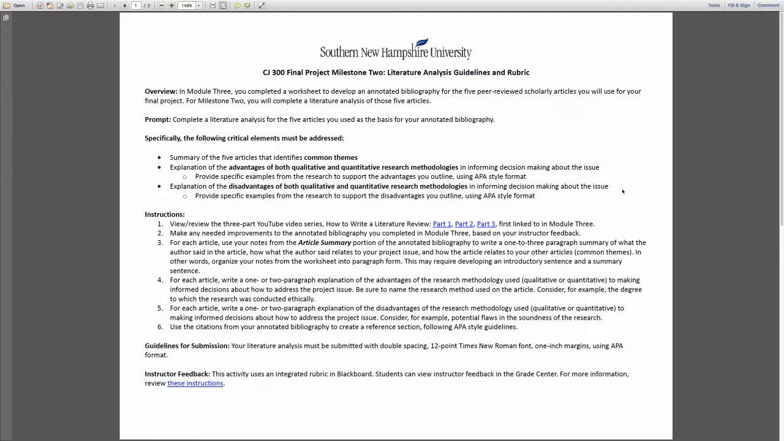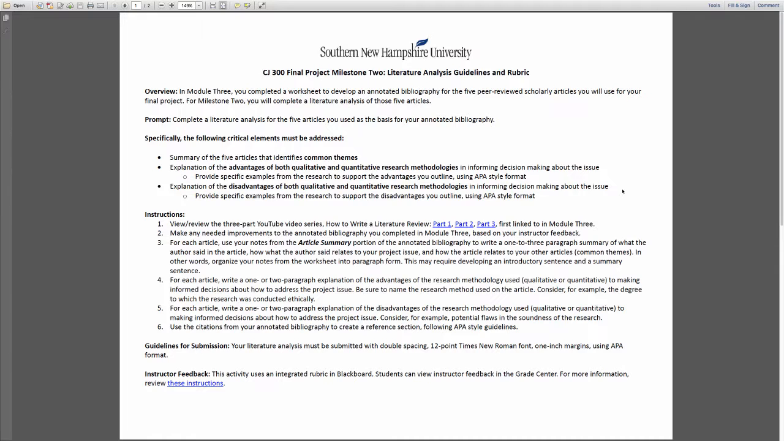Item number 2, it says make any needed improvements to your annotated bibliographies. Those are the papers that I have returned to you. If you haven't gotten that one submitted, you really can't move forward. Well, you can. You shouldn't. Put it that way, okay?